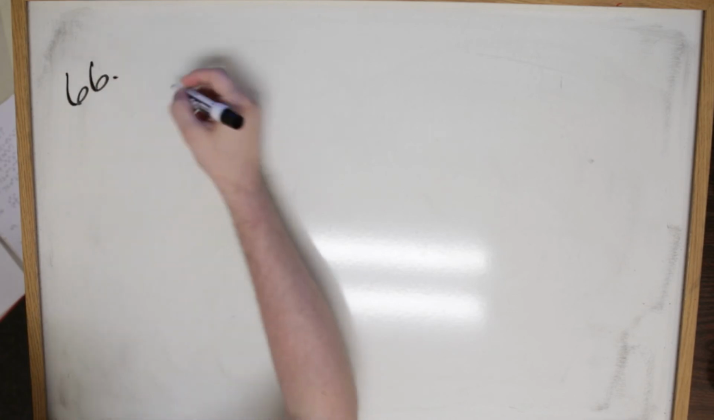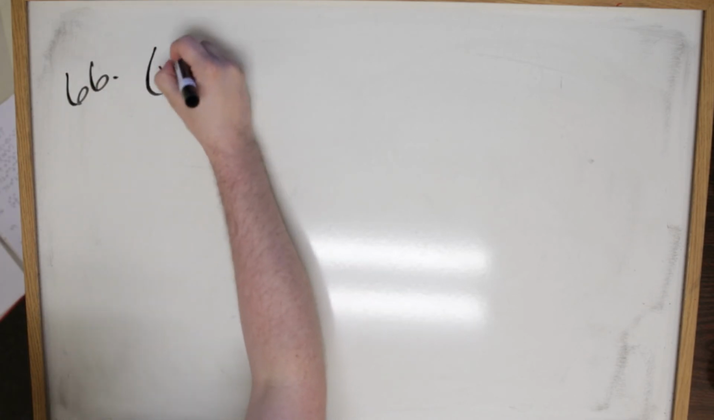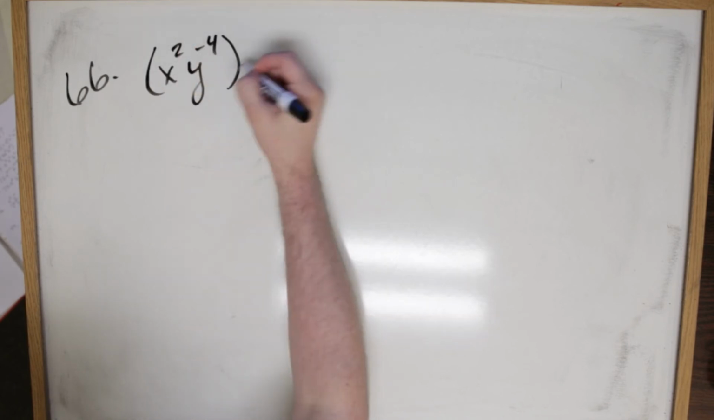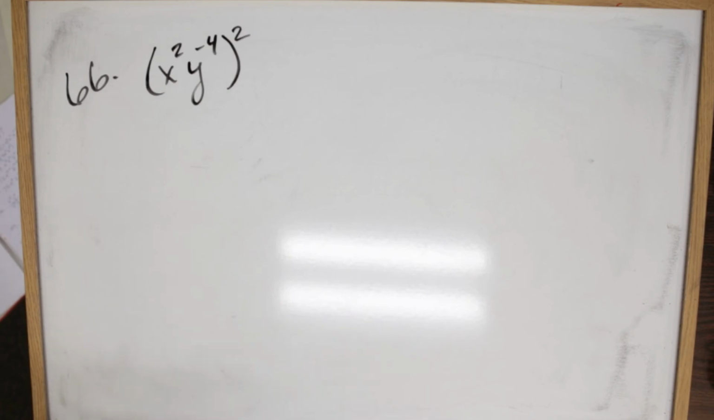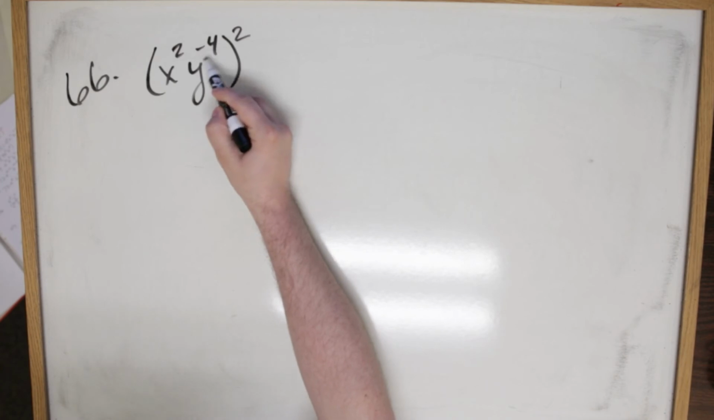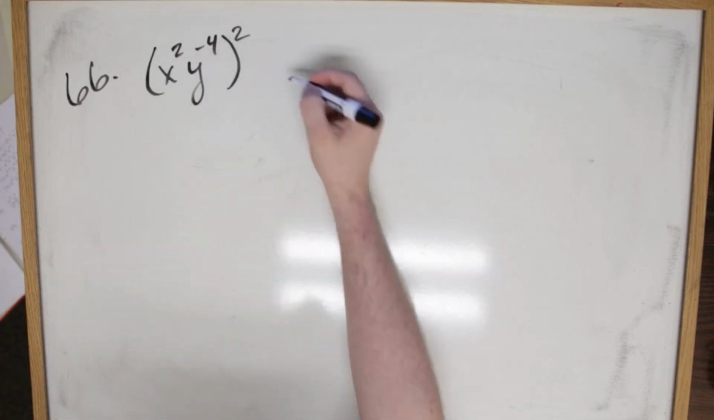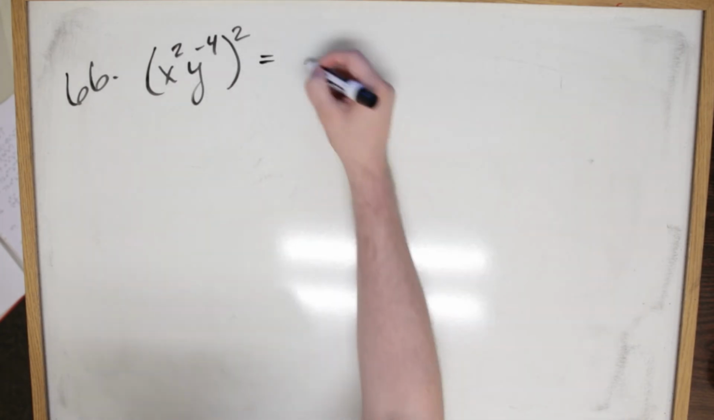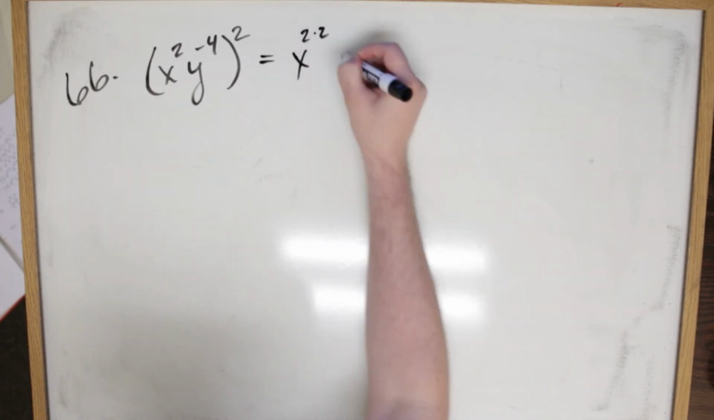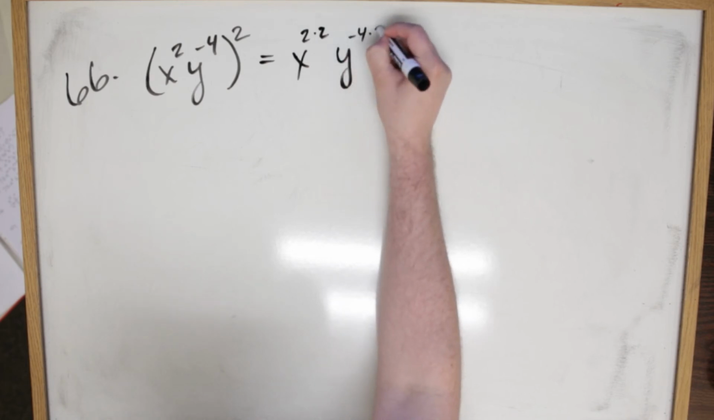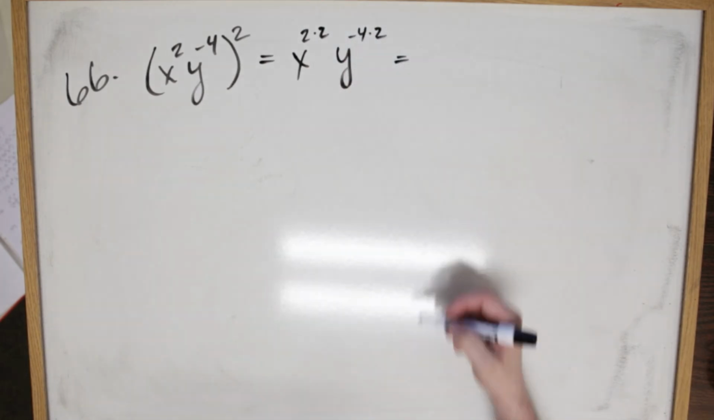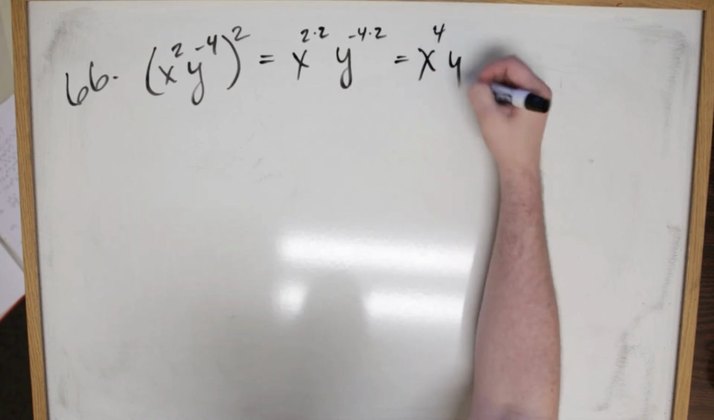So that was 58. Let's look at 66. Here we've got x squared times y to the minus 4, all squared. Okay, sometimes it is actually advantageous for us to not put it in the denominator. You can keep your y to the minus 4 here just like this, and then distribute that 2. So here we get x to the 2 times 2, y to the minus 4 times 2, and then this is going to equal x to the 4, y to the minus 8.